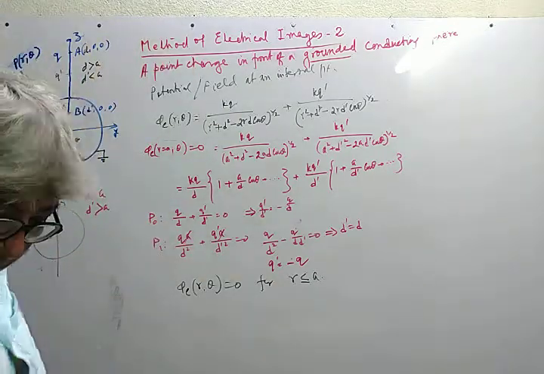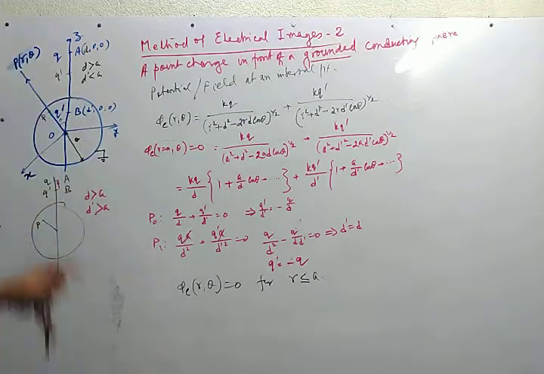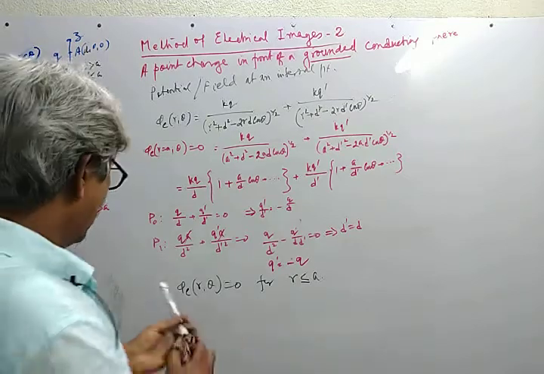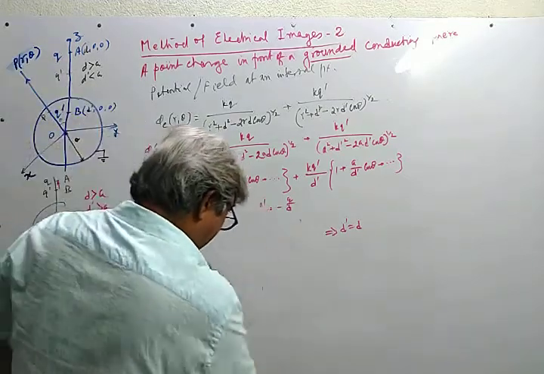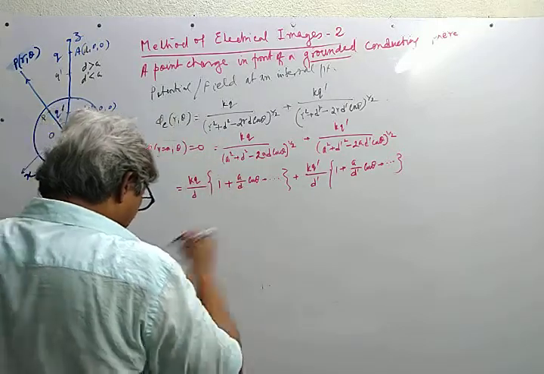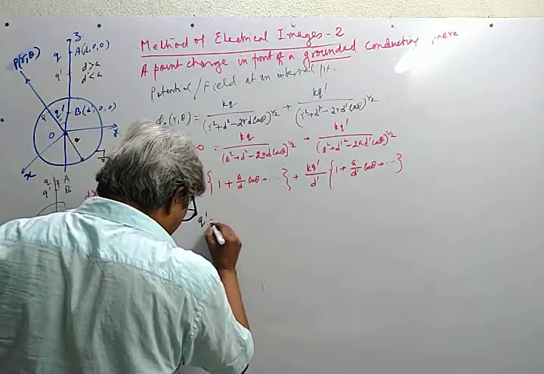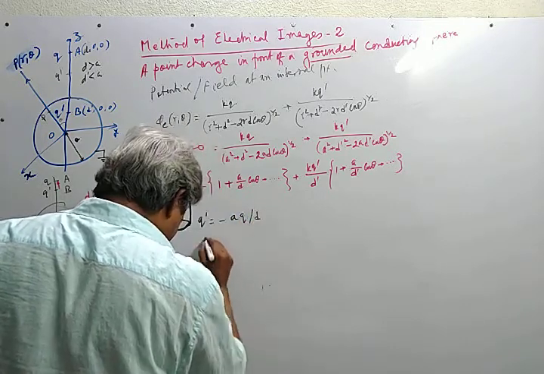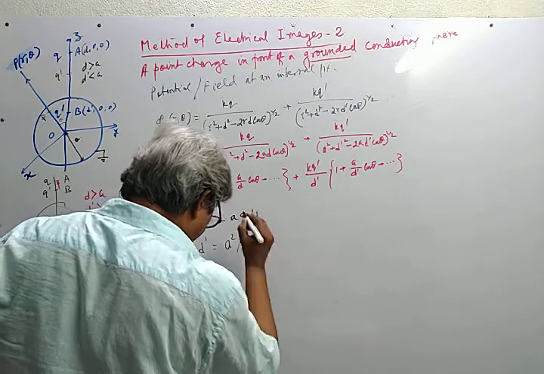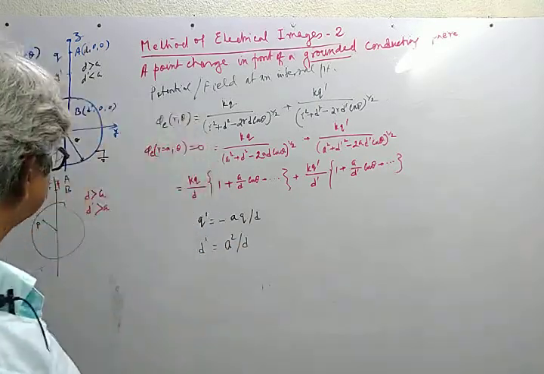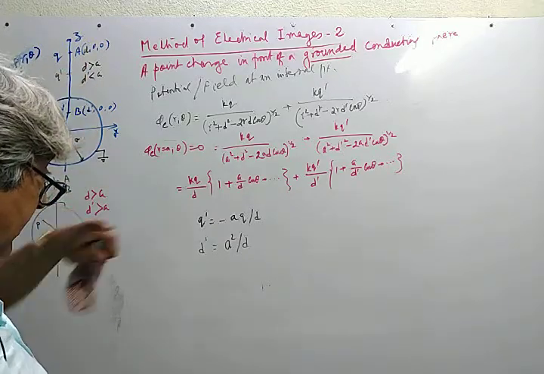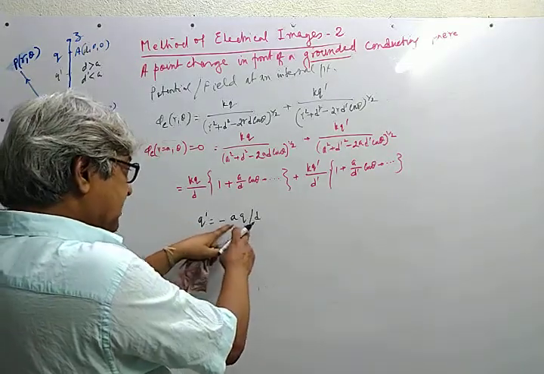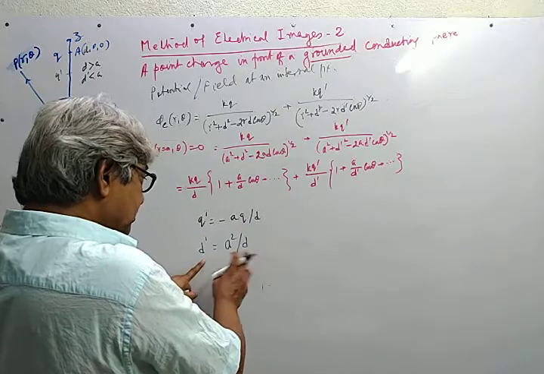Okay, let me do this right now. If we place the inducing charge outside the sphere, we found that the magnitude of the image charge is minus aq/d, and the distance is d' is equal to a²/d. In this case, we assume that d is greater than a, that's why the magnitude of q' was less than that of q and d' was less than d.